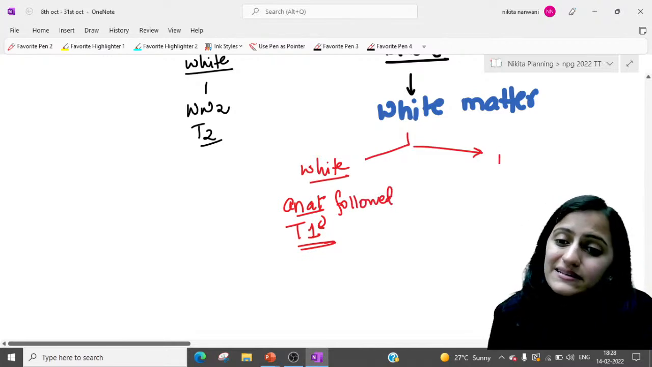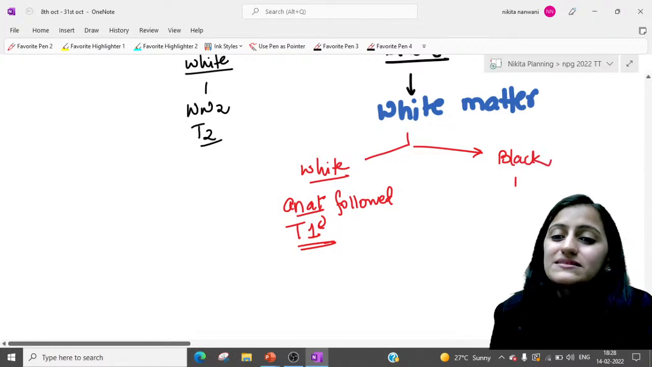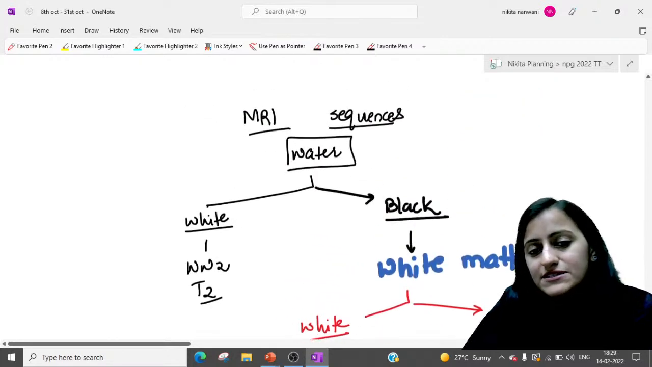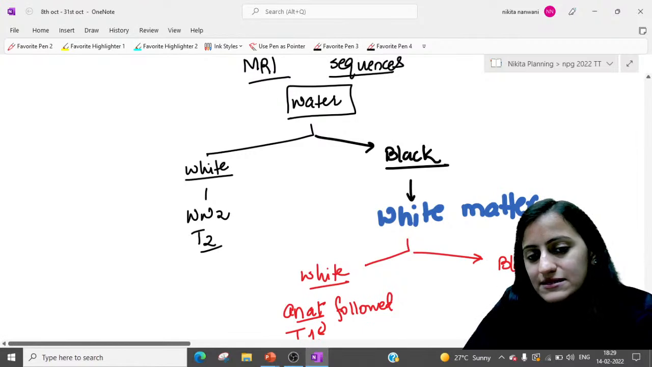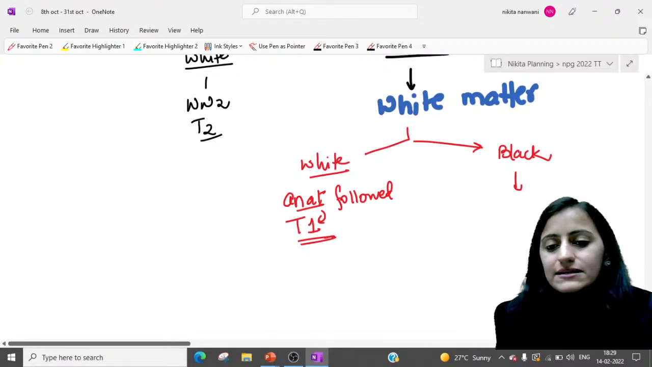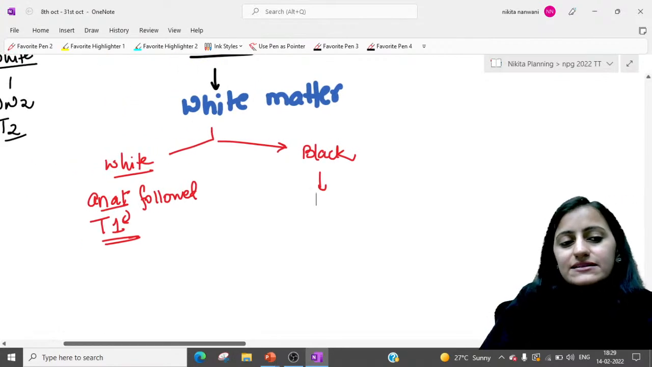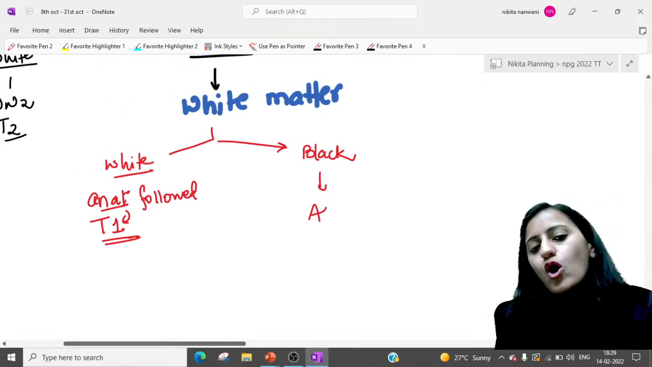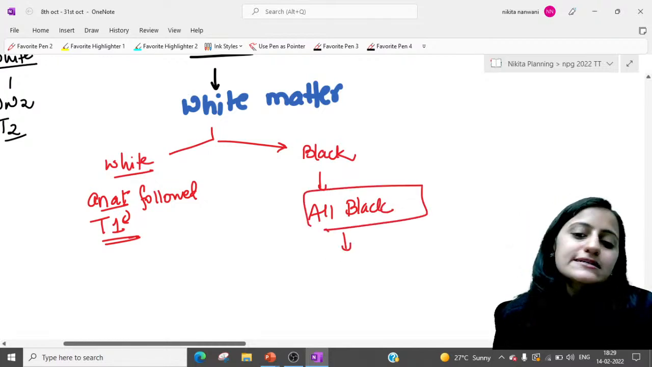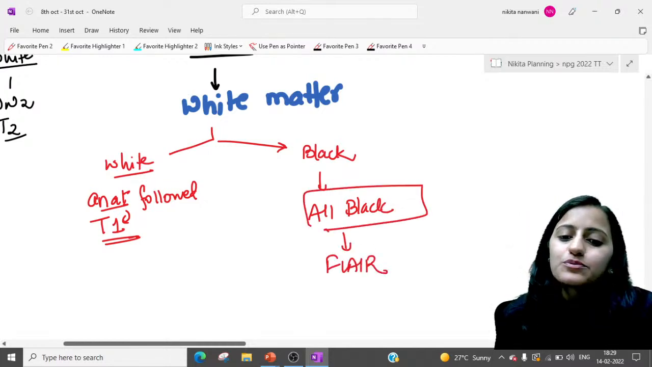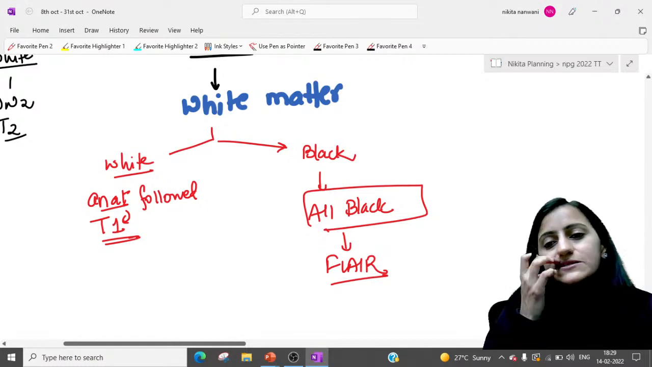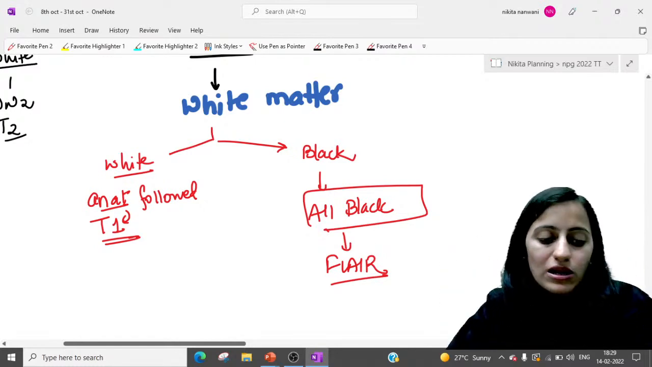If the white matter is also black, that means it is not white. You see here that water is black and white matter is black. That basically means it is all black, right? So in this sequence, it is all black, white matter also, water also. So it is a FLAIR sequence. So remember that FLAIR is all black.